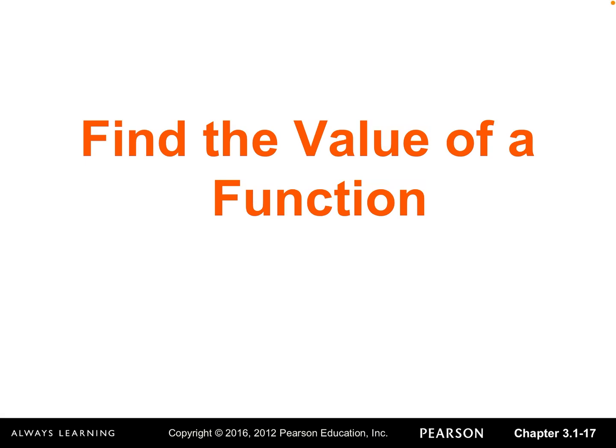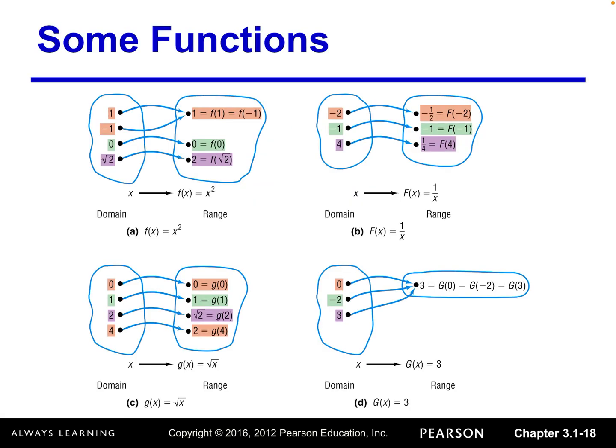Now let's see how we can find the value of a function. In order to evaluate a function, first of all, we need to understand the function notation, which is written like this. If f of x equals x squared, that's how we define the function f of x. And when we want to evaluate the function, we need to write f of 1. So this is called function notation.